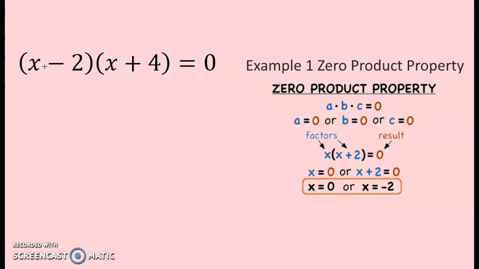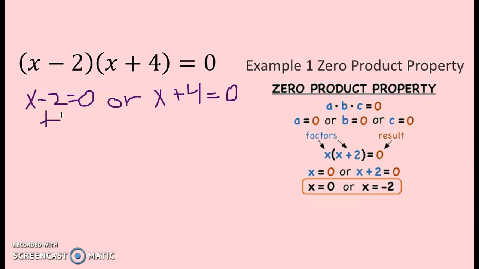So let's look at this one. (X minus 2) times (x plus 4) equals 0. From the zero product property rule, we know that x minus 2 equals 0 or x plus 4 equals 0. So we're going to solve for x for each of these separately to find our two solutions, our two roots.